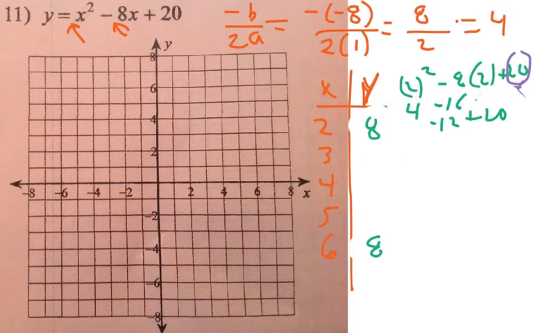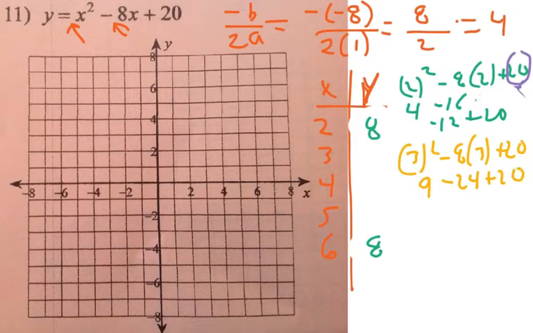Okay, let's try 3. If I plug in 3, I get 3 squared minus 8 times 3 plus 20. 3 squared is 9. 8 times 3, 24. I got minus 24 plus 20. 9 minus 24 is negative 15 plus the 20 is 5 there. By symmetry, I know 5 must be 5 as well.